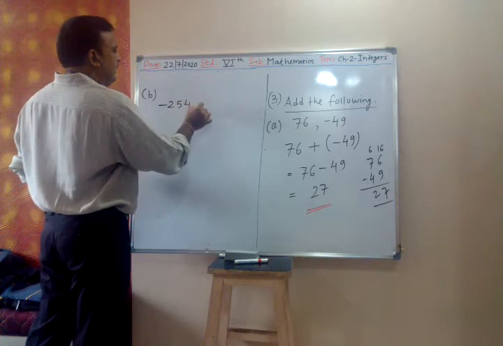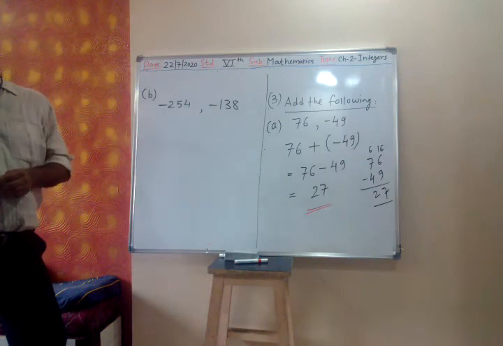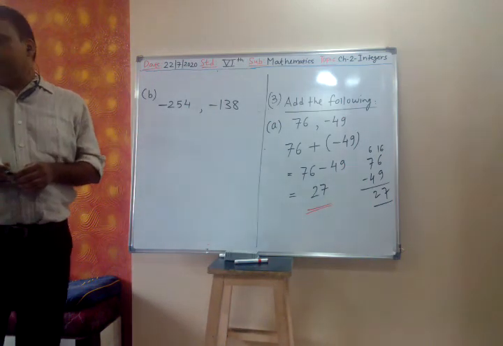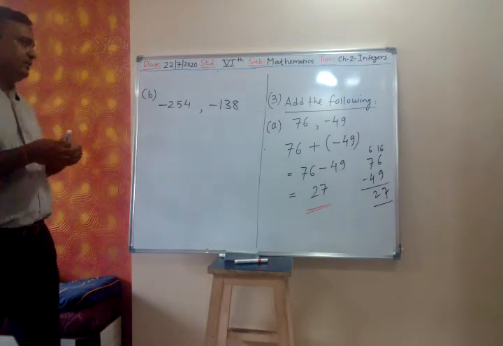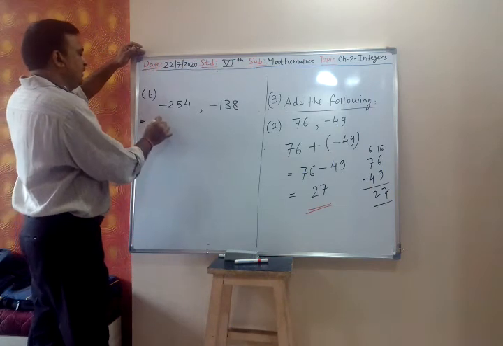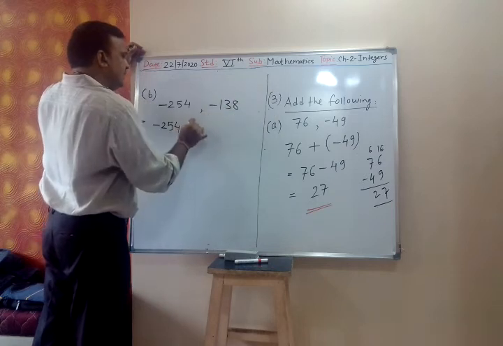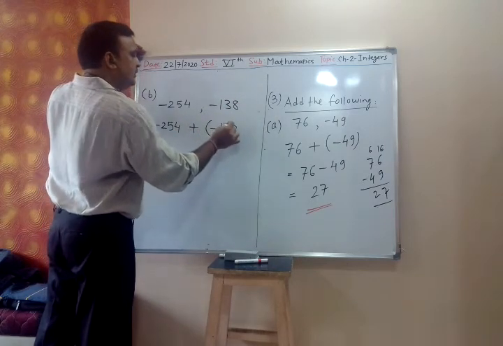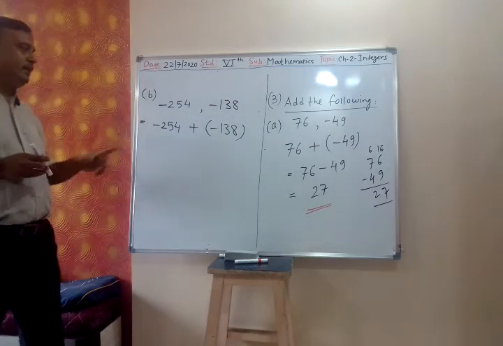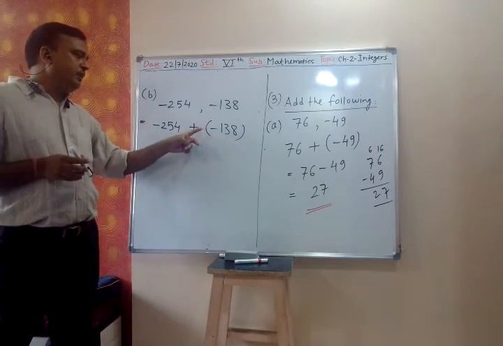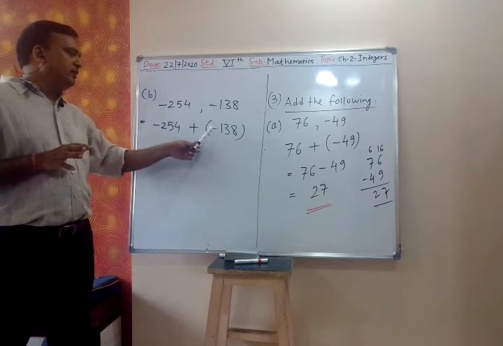Minus 254 and minus 138. We have to add. So we write minus 254, and then we write add means plus. And next is minus 138.